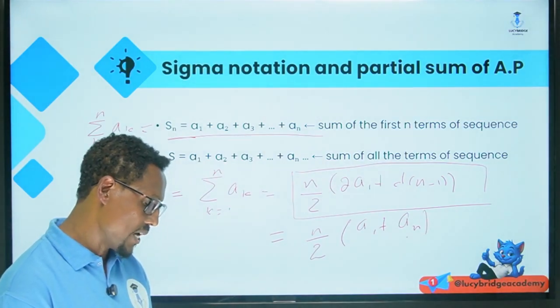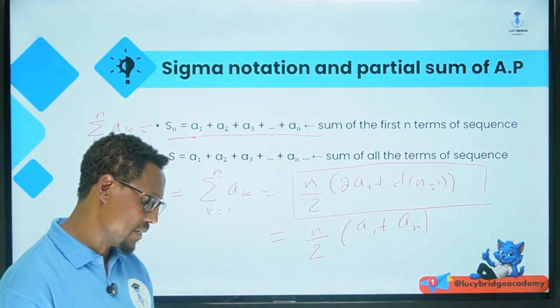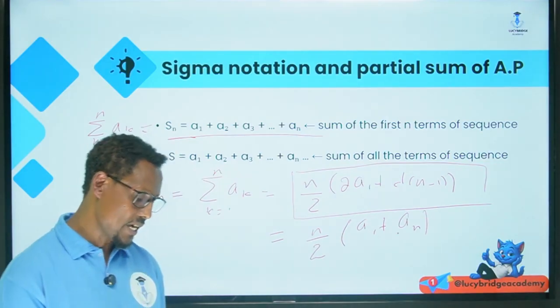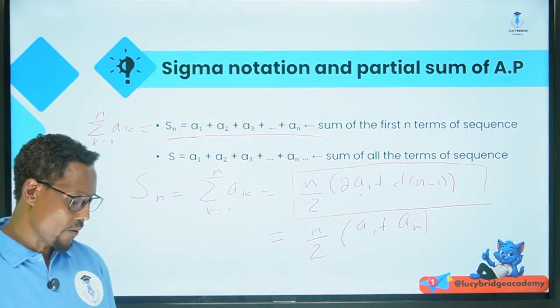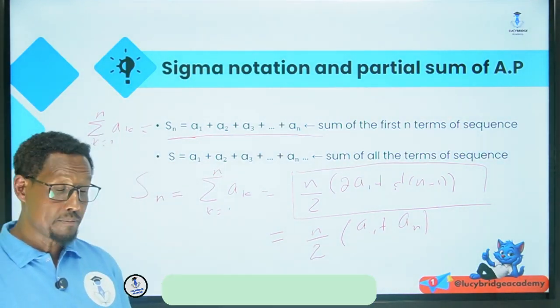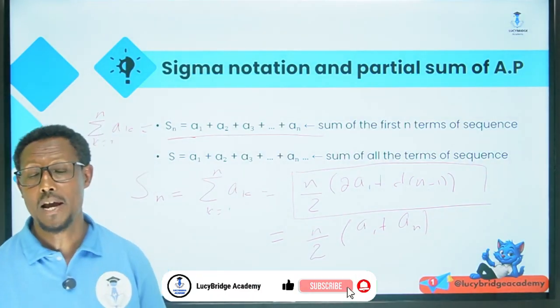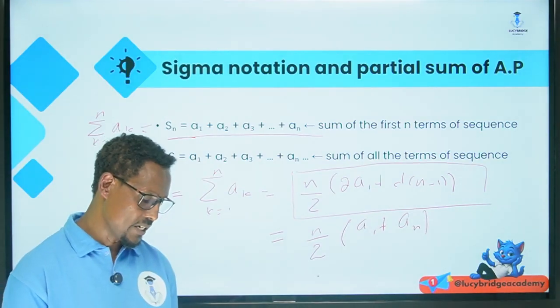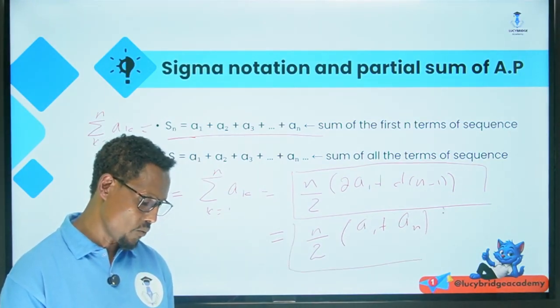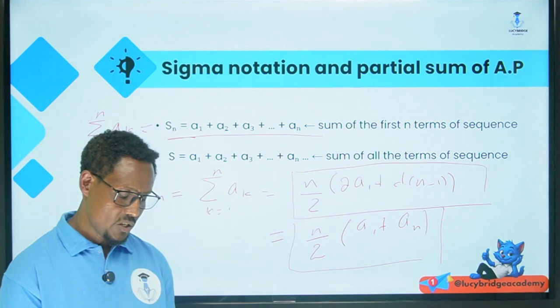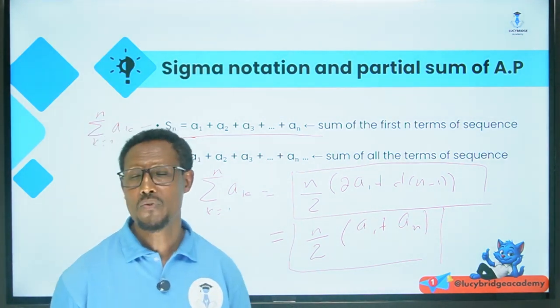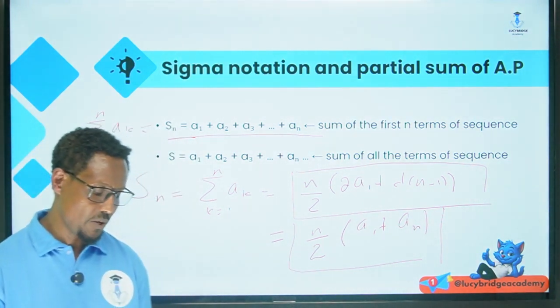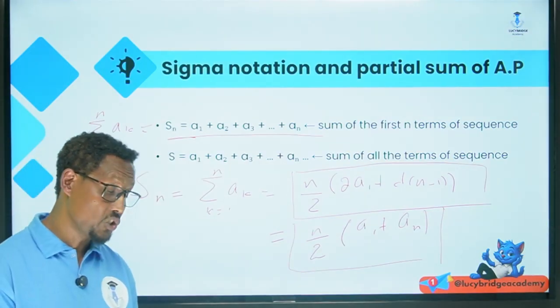Yes, because an means a1 plus d times n minus 1, so a1 plus an times n divided by 2 is another formula. Okay, so we can use these two formulas to find the sum of an arithmetic sequence, the sum of the first n terms of an arithmetic sequence.